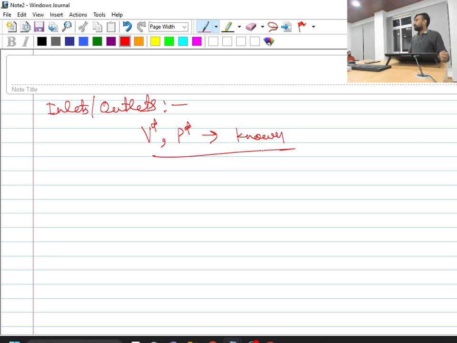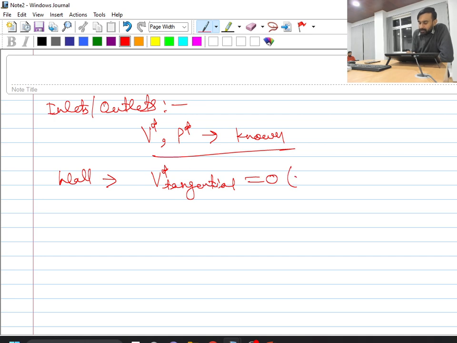Okay. What was the second important condition? The second important condition was the presence of a wall. If I have the presence of a wall, then the tangential component of the velocity will be 0 because of the no slip condition. So in a similar way, I can specify V star tangential has to be 0 at the wall, and this is coming because of the no slip condition.